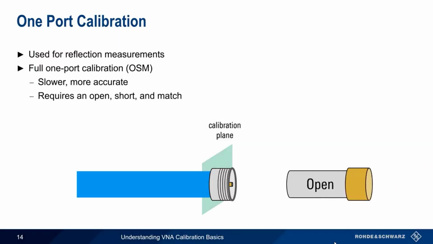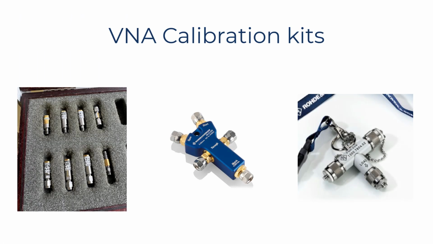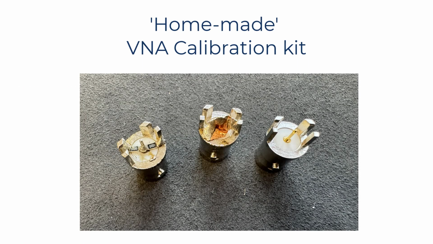When it comes to achieving accurate measurements with a VNA, an appropriate calibration is essential. Typically, calibration kits with high-quality broadband standards are used. However, when operating below 500 MHz, we can create our own standards and still achieve accurate results.